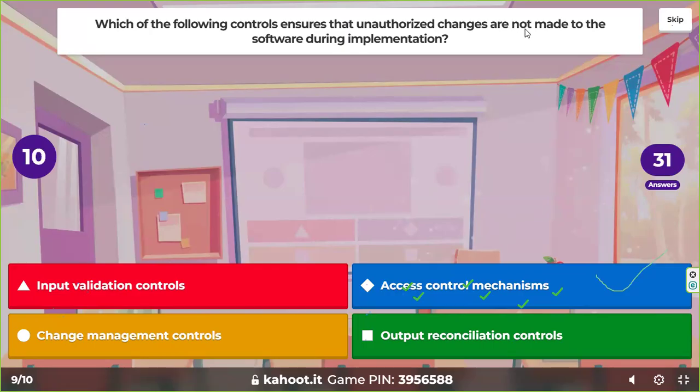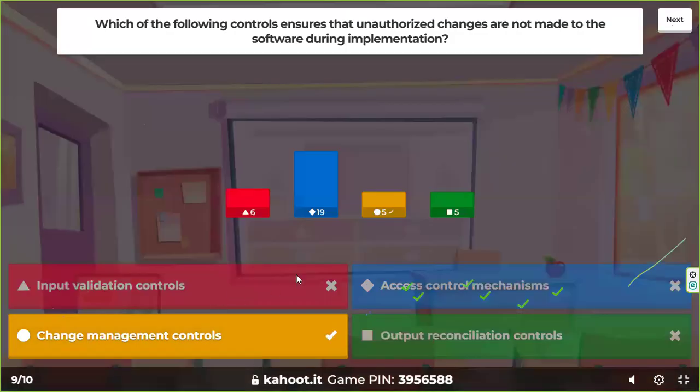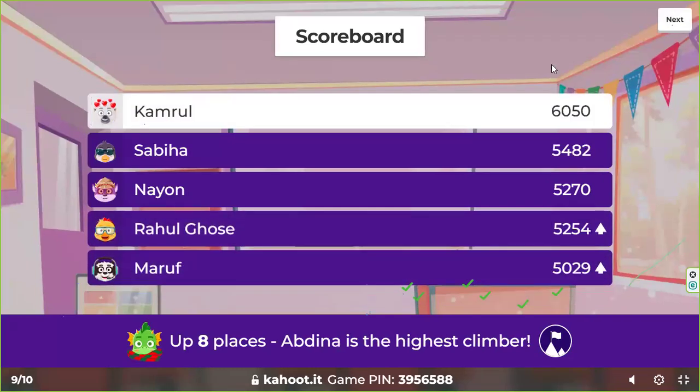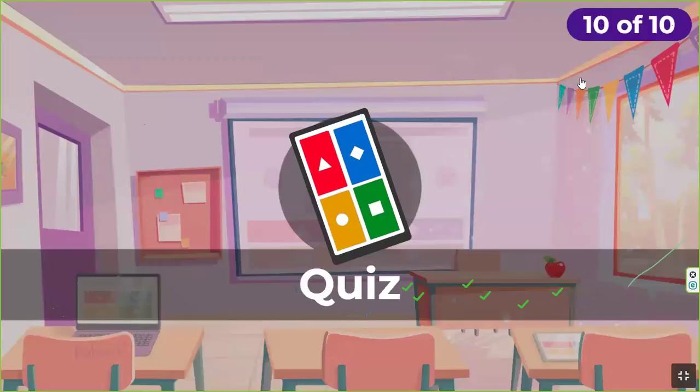Unauthorized changes are made. These are actually change management controls. What is authorized should be there in the change management, not the access, not involved. It should be in the change management. So you're doing well. I think you understand better. Those people had a misconception. I think they understood. The last question.